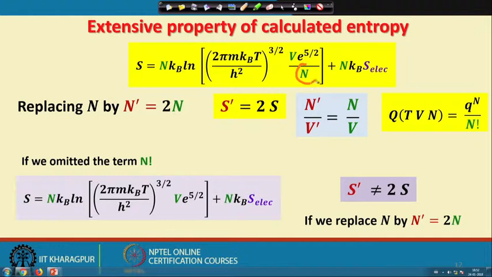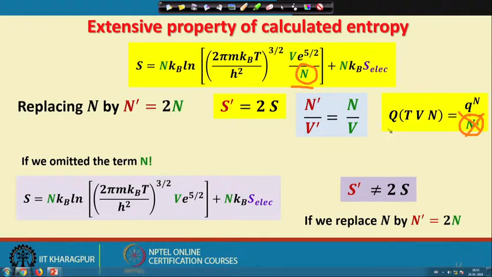Now, if I look a little closely, I understand that this entire analysis depends very much on the presence of this factor capital N here. Where did this factor capital N come from? If we go back and look at the derivation, we will find that incorporation of this factor N factorial in the expression for capital Q is the reason why in the final expression of S the term capital N appeared here.